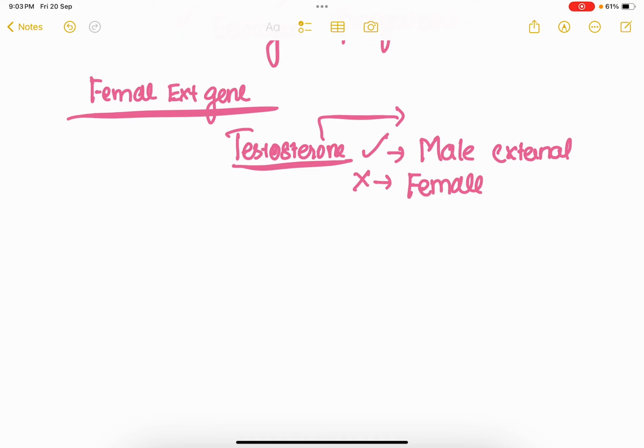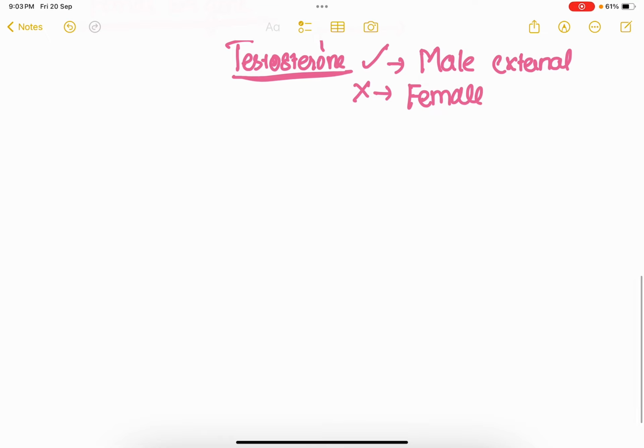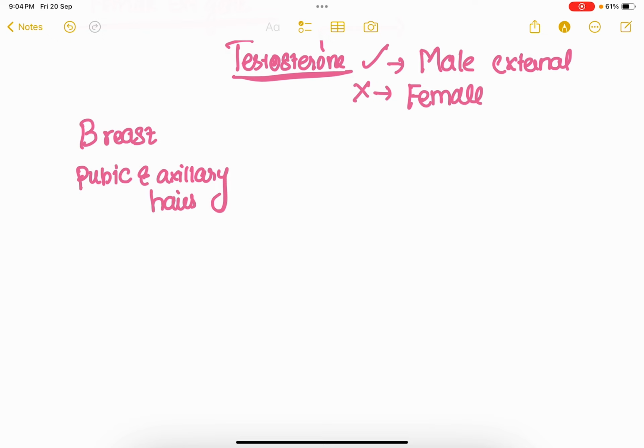Okay, excellent. Now while speaking about the signs of puberty, we'll be taking into consideration 3 things. What are those? One is the breast, and the other is going to be pubic and axillary hair. Remember, in all female patients, definitely androgens will be present, but they will never be present in such a quantity which is present in male.